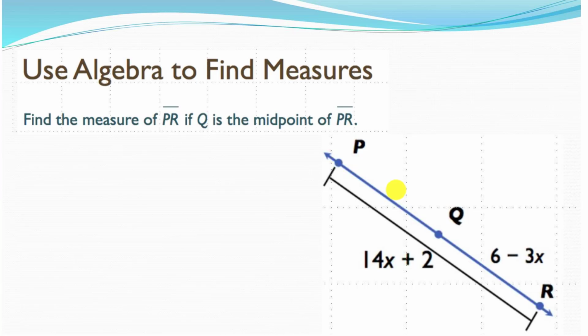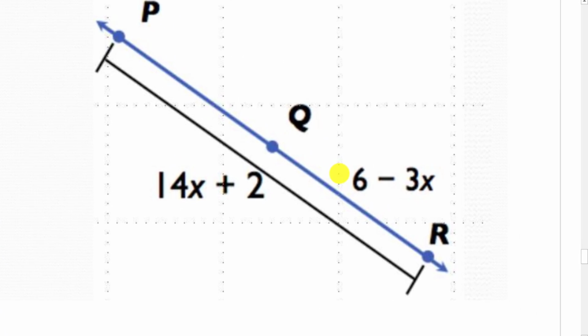Now we've added in a little bit of extra algebra to this problem. It says find the measure of PR, the entire segment, if Q is the midpoint of PR. So it's telling us this is the midpoint. Let me bring this up. Q is the midpoint. So what does that tell us? If it's the midpoint, that means PQ is congruent to QR. All right, well, if these are congruent, that means PQ must equal 6 minus 3x as well.